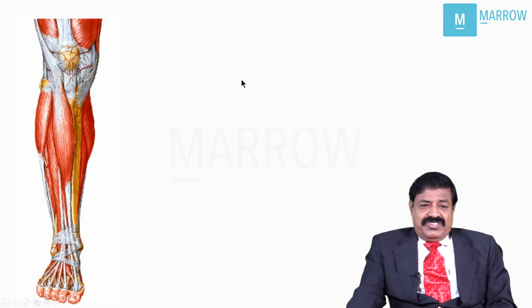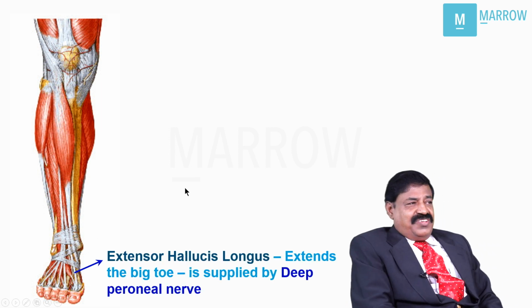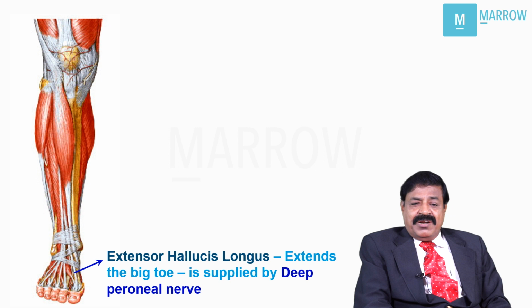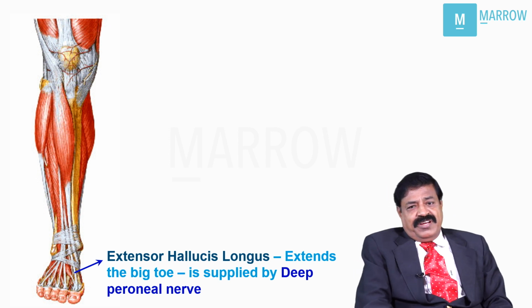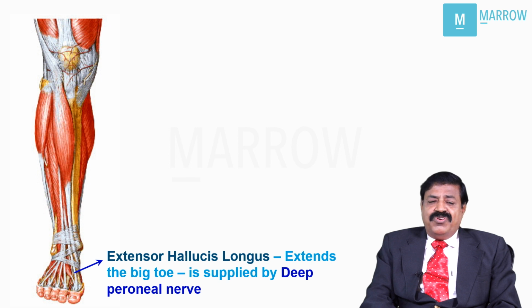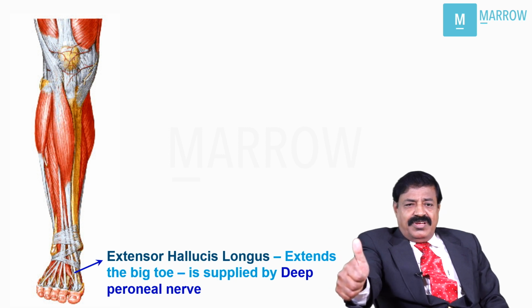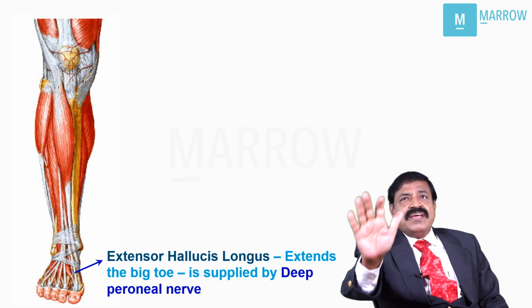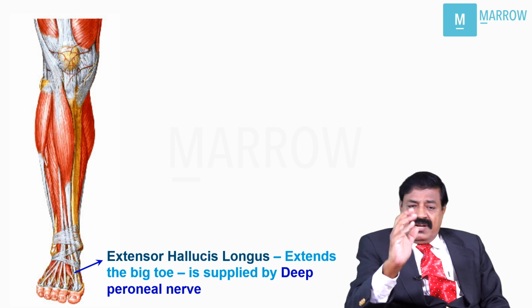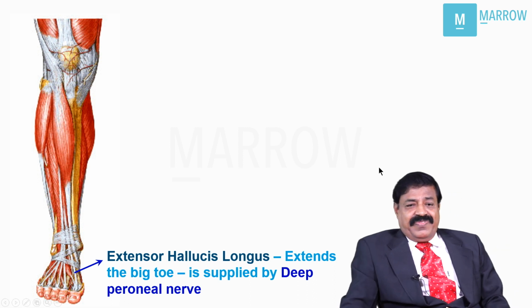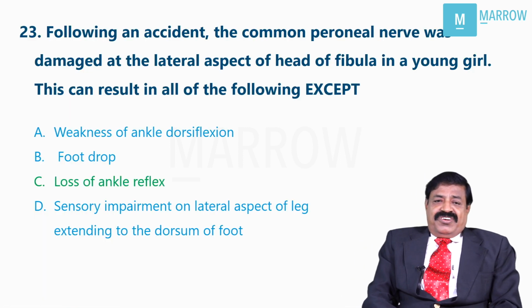We will see some more details. This is the tendon of extensor hallucis longus. This is the muscle responsible for extending the big toe. Being a muscle of the anterior compartment of the leg, it is supplied by deep peroneal nerve. Clear? So, how will you test the integrity of the deep peroneal nerve? Ask the patient to extend the big toe. Only when the extensor hallucis longus tendon is intact, this is possible. That clearly shows that the deep peroneal nerve is intact in that individual. At least the branch supplying the extensor hallucis longus is intact. Yes, we will discuss this.